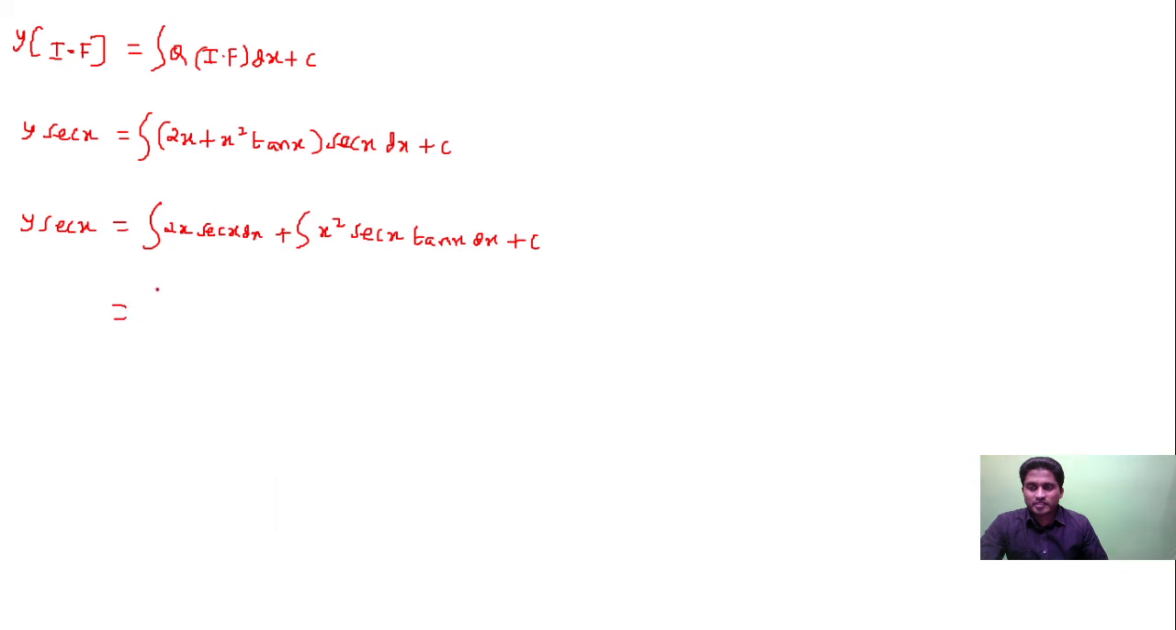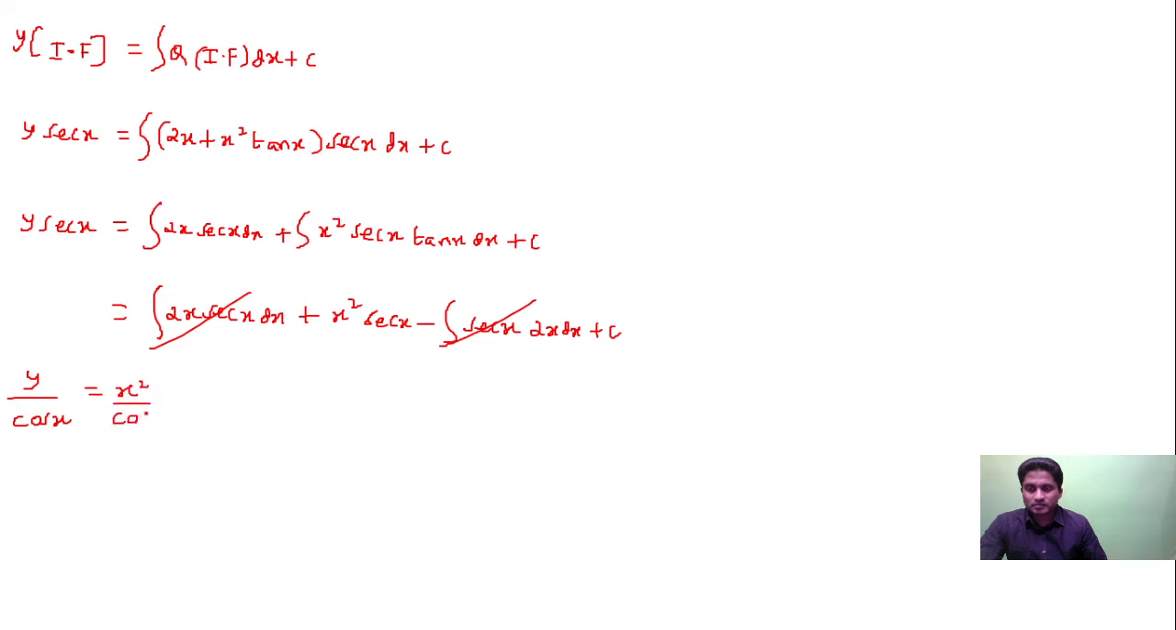Okay, so this is equal to integration of 2x into sec x, and then plus, let us use by parts. First function is x square, integration of sec x tan x is sec x, minus integral of second, differentiation of x square is 2x dx, and then plus constant c. Anyways, this will cancel. I can write this as y upon cos x is equal to x square upon cos x, and then plus c. If I multiply by cos x, you get x square plus c into cos x.